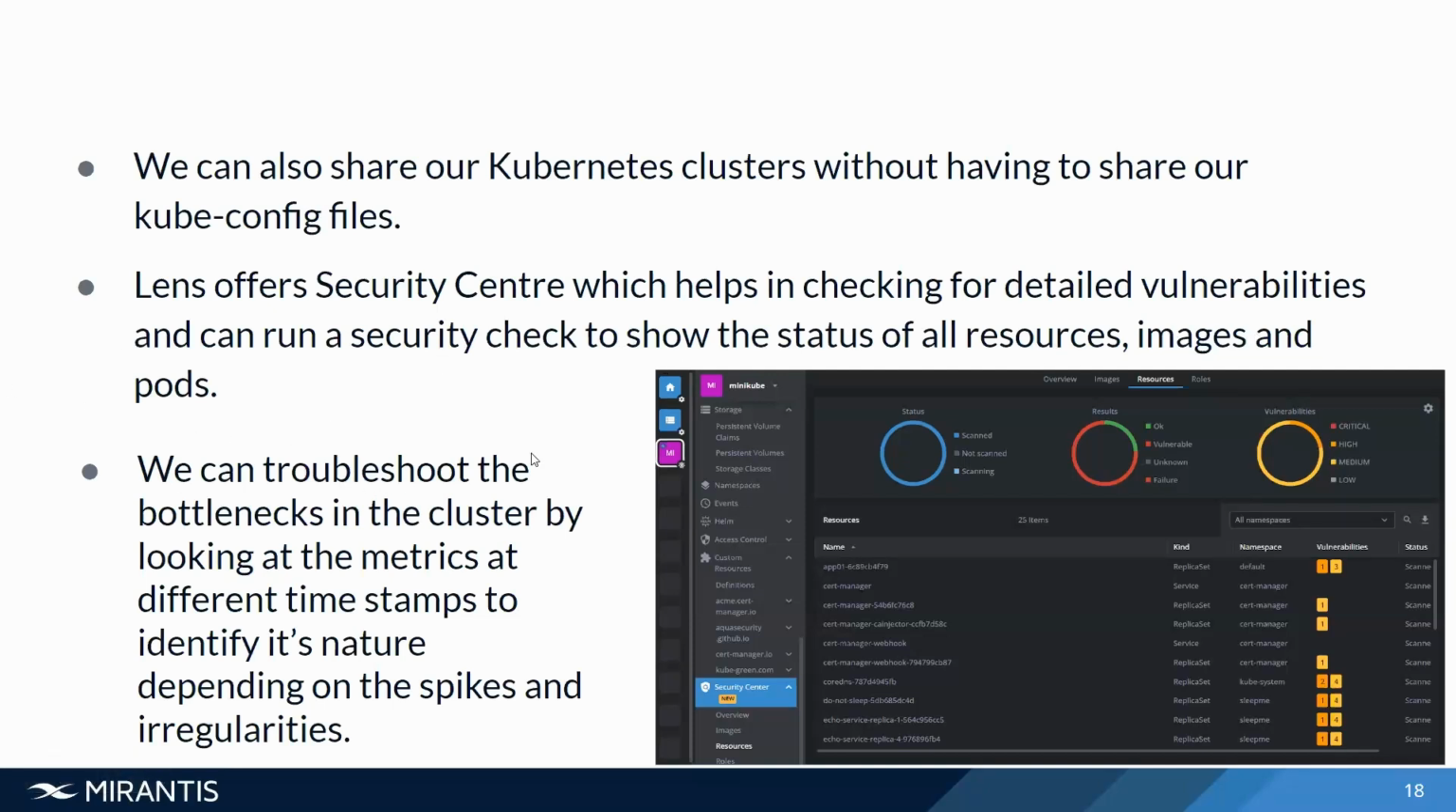We can troubleshoot the bottlenecks in the cluster by looking at the metrics at different timestamps to identify its nature depending on the spikes and irregularities. So it is an amazing interface to look into our cluster or all the vulnerabilities that are present at the moment. It offers those metrics and status as well, so that we can look into these spikes, troubleshoot and find the problem.